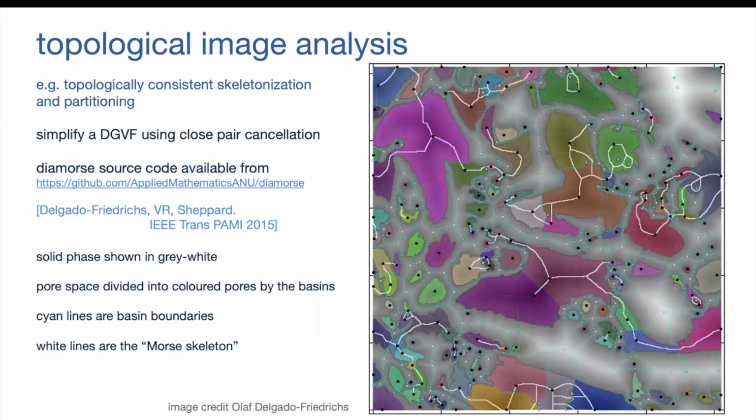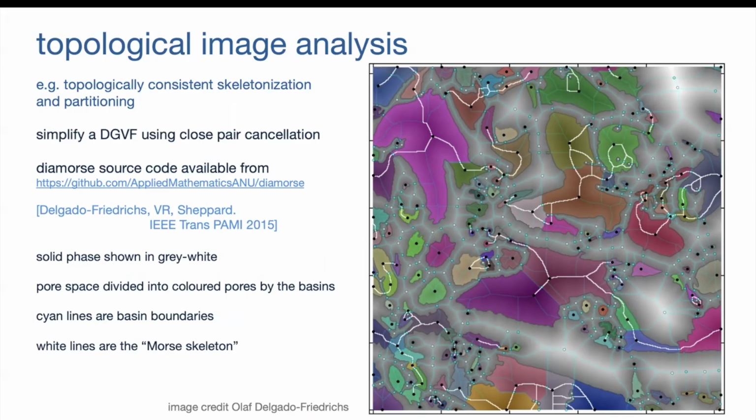Okay, so once we have these gradient vector fields, we can do much more than just calculate homology, because we can use them to, I guess, do some image processing of some sort. With this gradient vector field picture, we were able to come up with an algorithm that could give us topologically consistent skeletonization and partitioning.